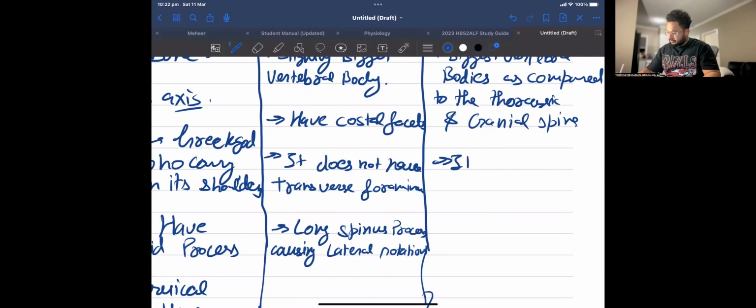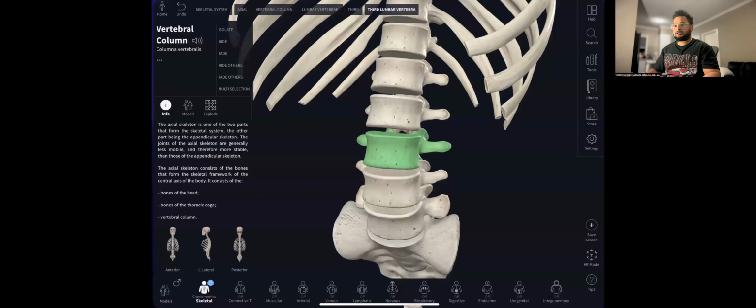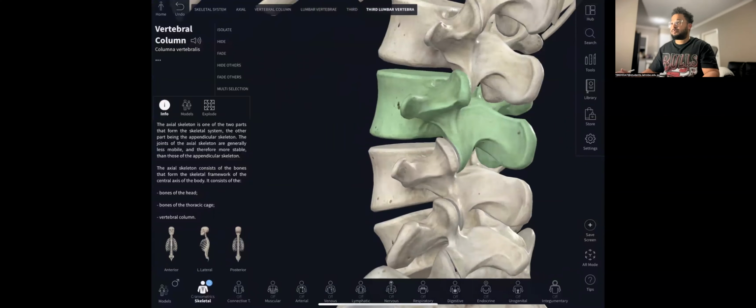It has a smaller spinous process. For example, this spinous process is actually smaller to facilitate flexion and extension. So flexion and extension will only happen in the lumbar region, not in your thoracic region. In terms of your thoracic region, it will only do rotation, lateral rotation, not your lumbar region.